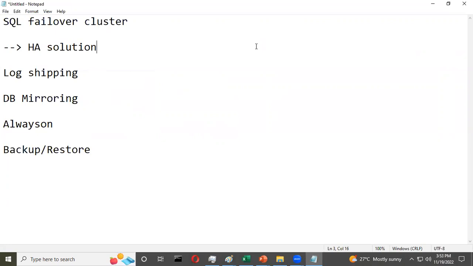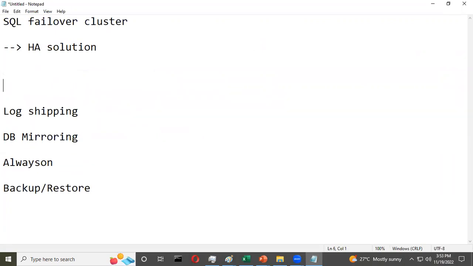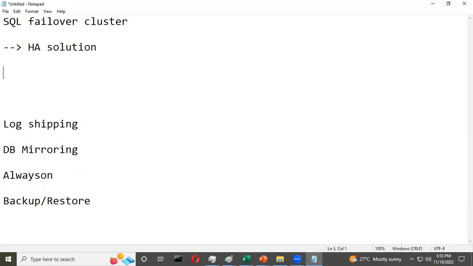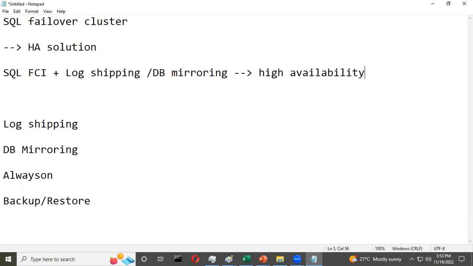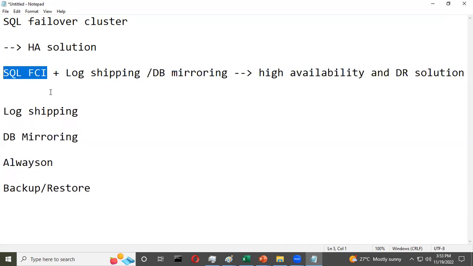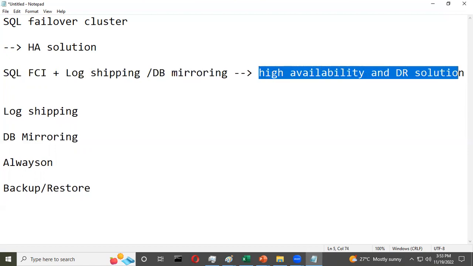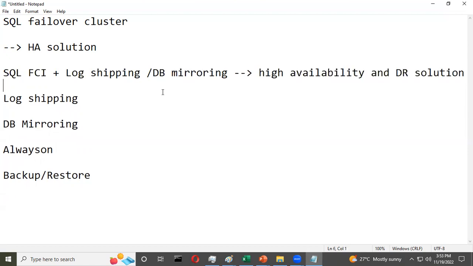For high availability and disaster recovery, along with log shipping or database mirroring, you can consider whatever it is. With SQL FCI, failover cluster instance, you can configure log shipping or DB mirroring to maintain high availability and a DR solution. So what does it mean? You can configure a SQL failover cluster instance with log shipping and database mirroring to maintain a high availability and disaster recovery solution. I will explain that later.